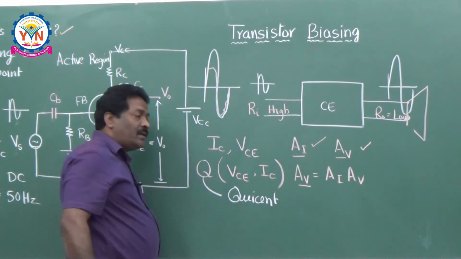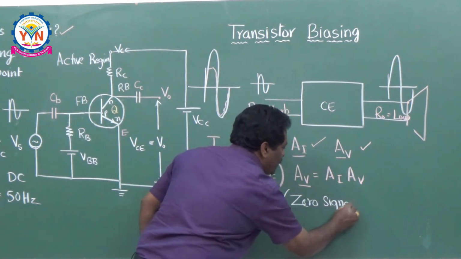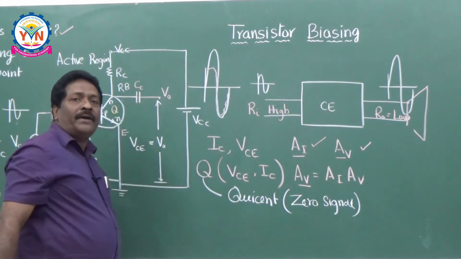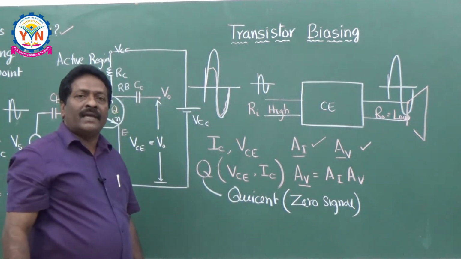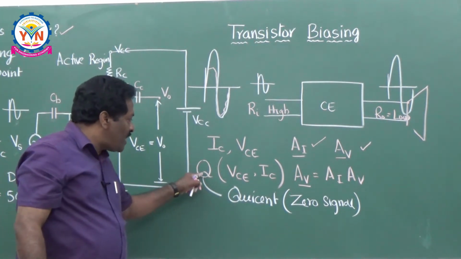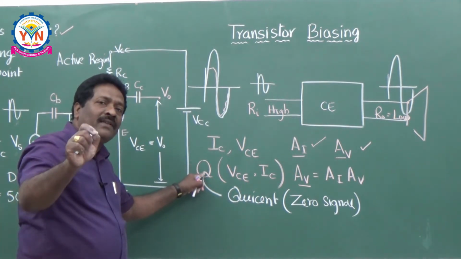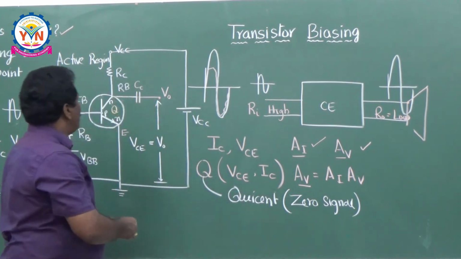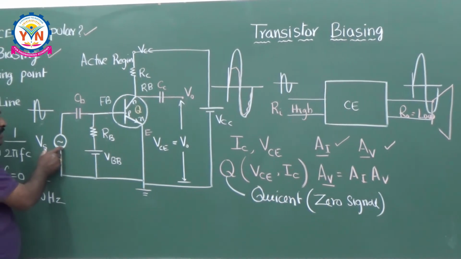What is the meaning of quiescent? Quiescent means it is nothing but a zero signal point. Zero signal point is called as quiescent point. So, if you take this quiescent point, which is also called a zero signal point, then by seeing this value, we can understand whether the transistor is maintaining the proper biasing levels or not. And one more thing is here, why is it called zero signal? If you are taking this diagram, here I am applying Vs, that means it is a signal. It is applying the signal.